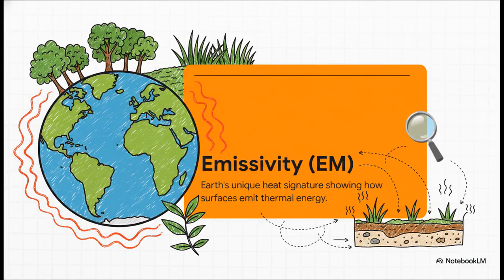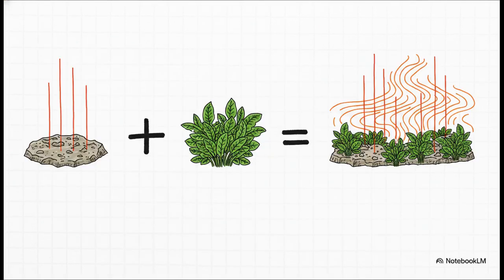So why do we care so much about this leafiness fraction? One word: emissivity. Emissivity is the Earth's unique heat signature. It represents exactly how effectively different physical surfaces emit thermal energy. Think about walking barefoot on a dark asphalt parking lot in the middle of July and then stepping onto a cool, grassy park right next door. They absorb and release heat totally differently. This vegetation fraction allows us to mathematically nail down the exact thermal signature of the specific patch of ground we are analyzing.